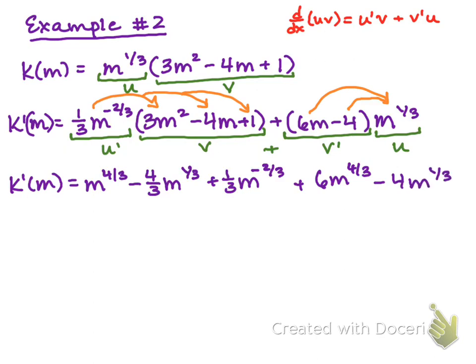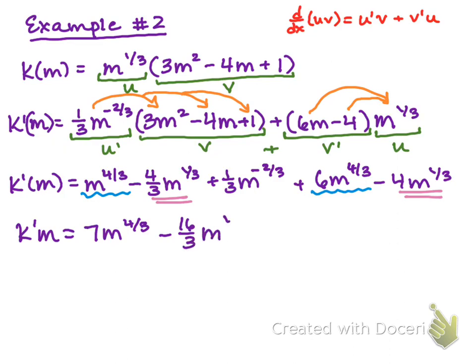And so let's look for those like terms. This I can combine with this. And what else do we have? This can be combined with this. Okay, so k prime of m equals 7m to the 4/3 minus 16/3 m to the 1/3 and then plus 1/3 m to the negative 2/3.